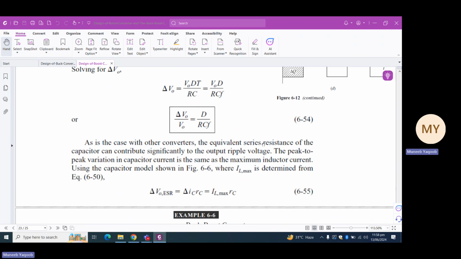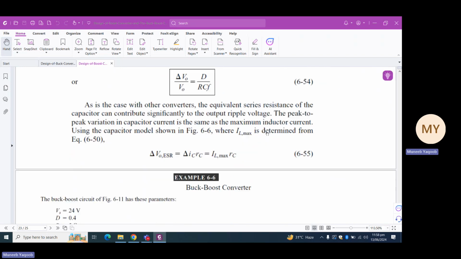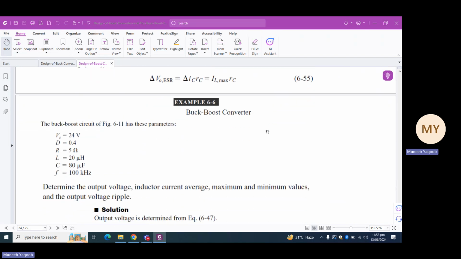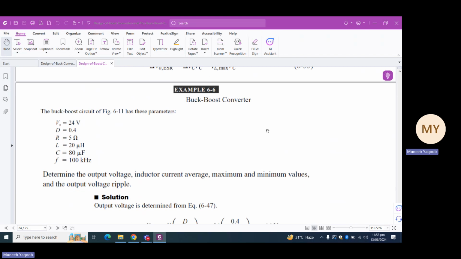Now coming to some numericals of the buck boost converter. They are saying that in the buck boost converter, the supply voltage is 24 volt, the duty cycle is 0.4, the load resistance is 5 ohm, inductance is 20 microhenry, capacitance is 80 microfarad, and the frequency is assumed to be 100 kilohertz. We need to determine the output voltage, the inductor current average, maximum, and minimum values, and the output ripple voltages.